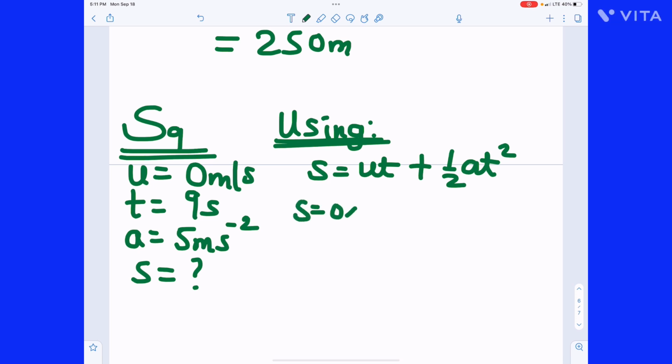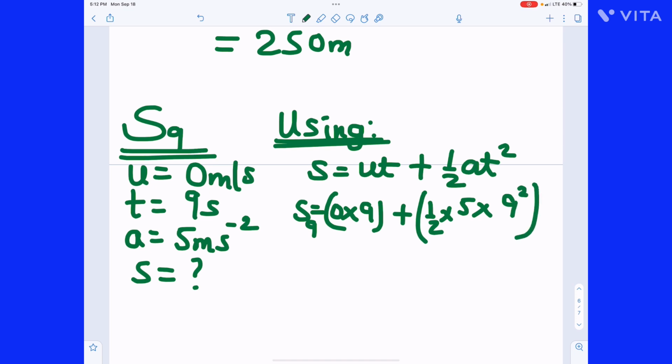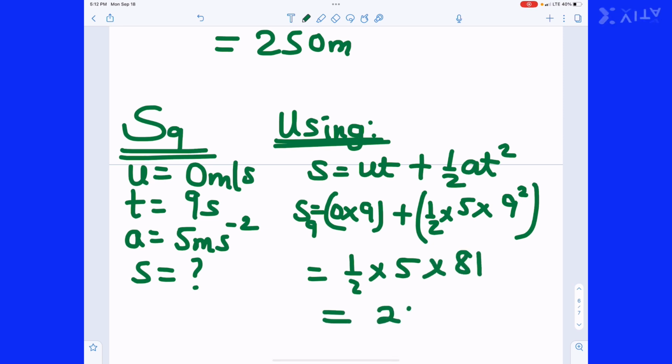So S will be 0 times 9. We are now looking for the distance traveled for the first 9 seconds. So that will give us 0 times 9 plus half times 5 times 9 squared. The same way, I'll be left with half times 5 times 81. Let me try and do this correctly so I don't make a mistake. 5 times 81 is 405.